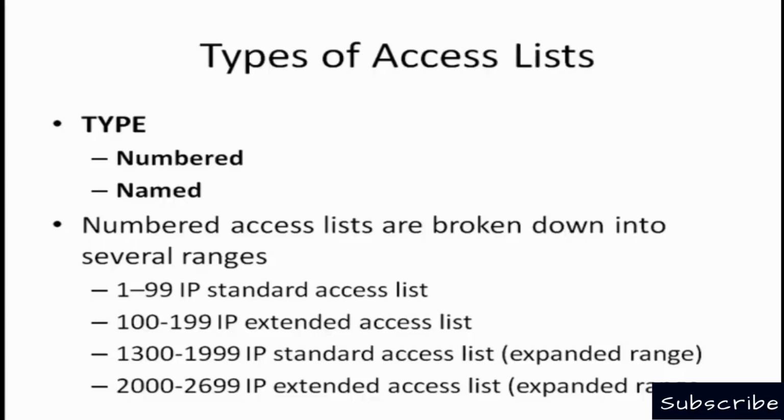Here, from 1 to 99 is the range of standard access list numbers. 100 to 199 is the range of IP extended access lists, and 1300 to 1999 is also standard access list numbers, and 2000 to 2699 is also used for extended access lists. Apart from this, all remaining numbers are used for different protocols.